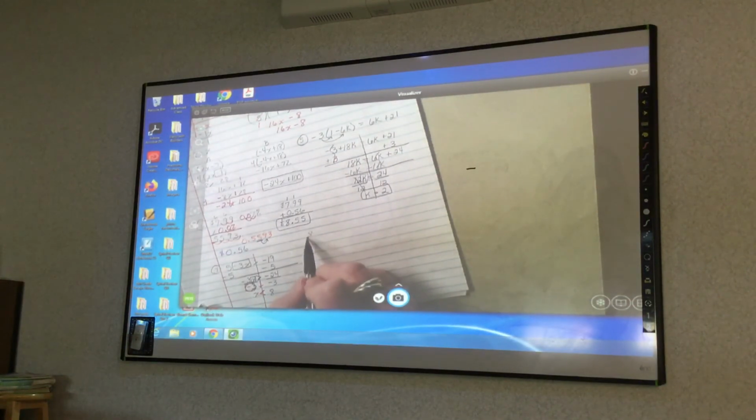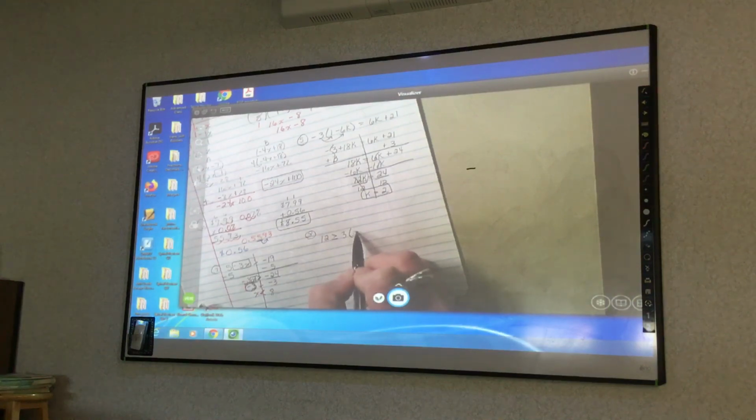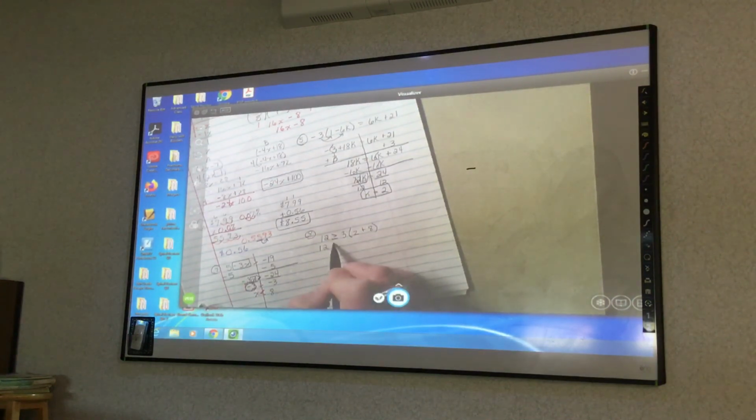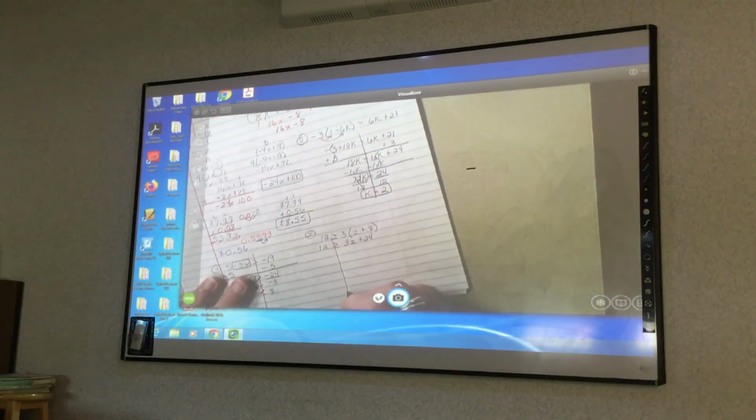Number 8, same type of thing. 12 is greater than or equal to 3 times the quantity z plus 8. So 12 is greater than or equal to, distributive property, 3z plus 24. Draw your line. Okay, I have my 3z over here, so I'm not going to move him, so I'm going to subtract 24. Subtract 24.